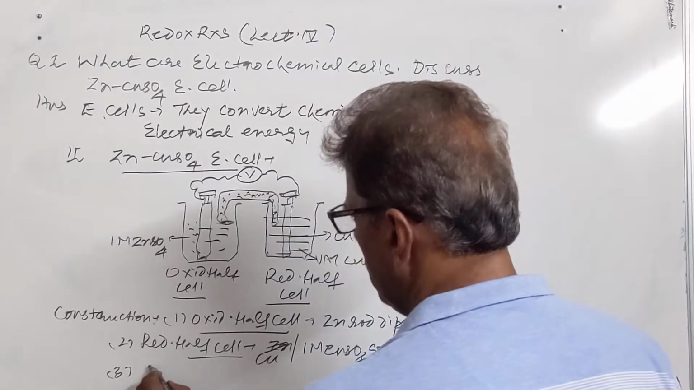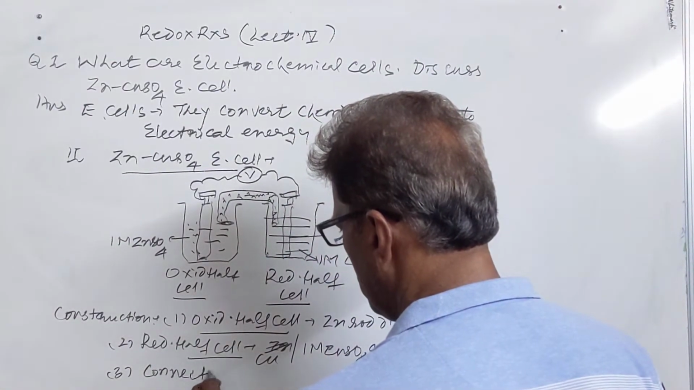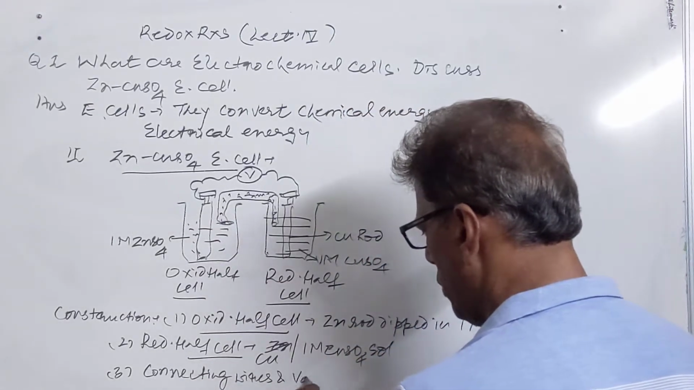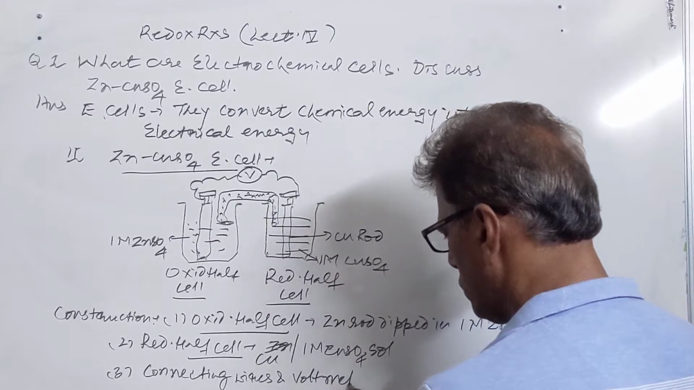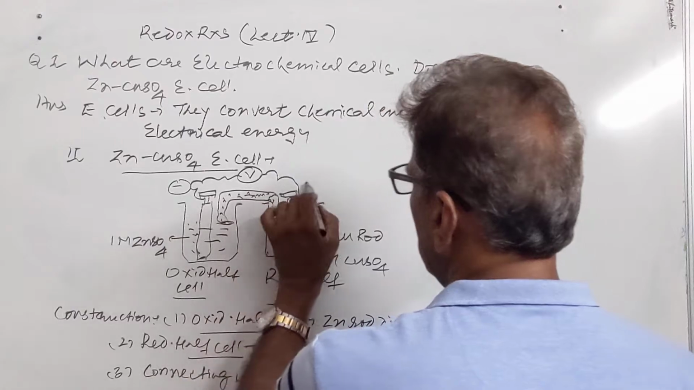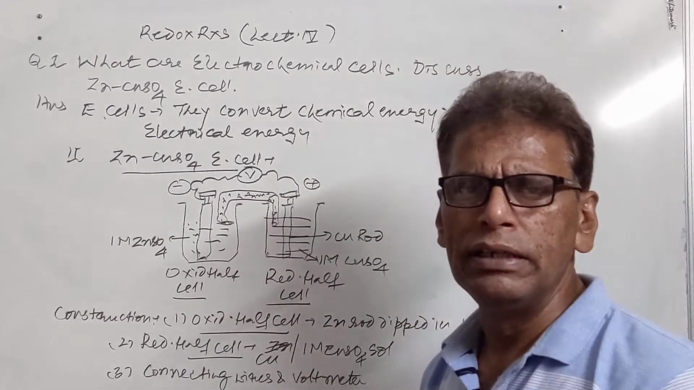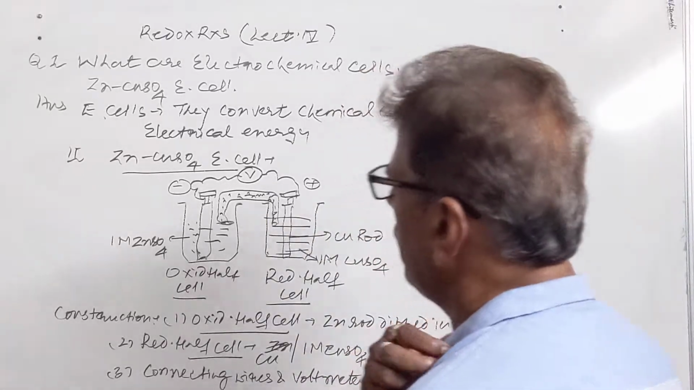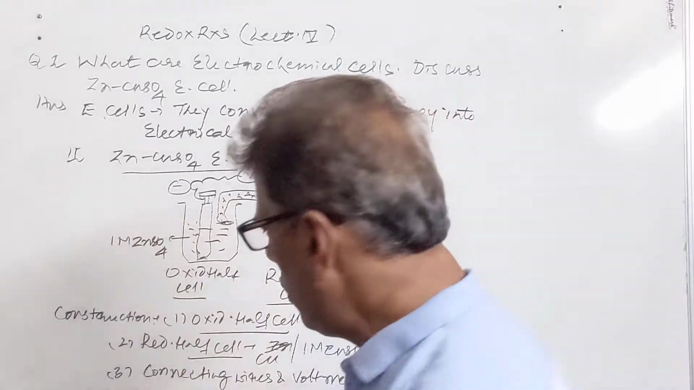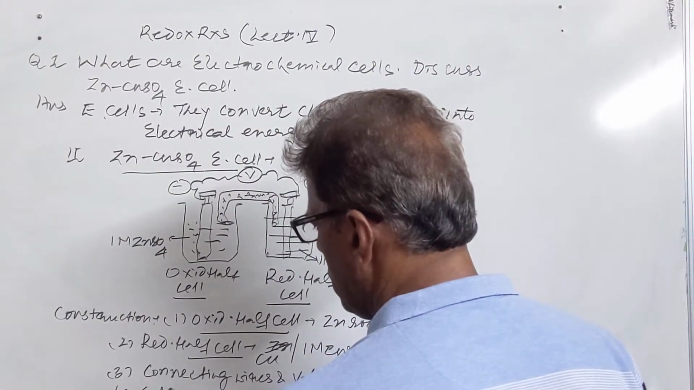Then we have the connecting wires and voltmeter. They connect externally the two half cells. Now, the oxidation half cell is given a negative charge since it is the electron supplier part of the cell. This is positive charge since it is the electron withdrawing part of the cell. Fourth part we are having is the salt bridge.